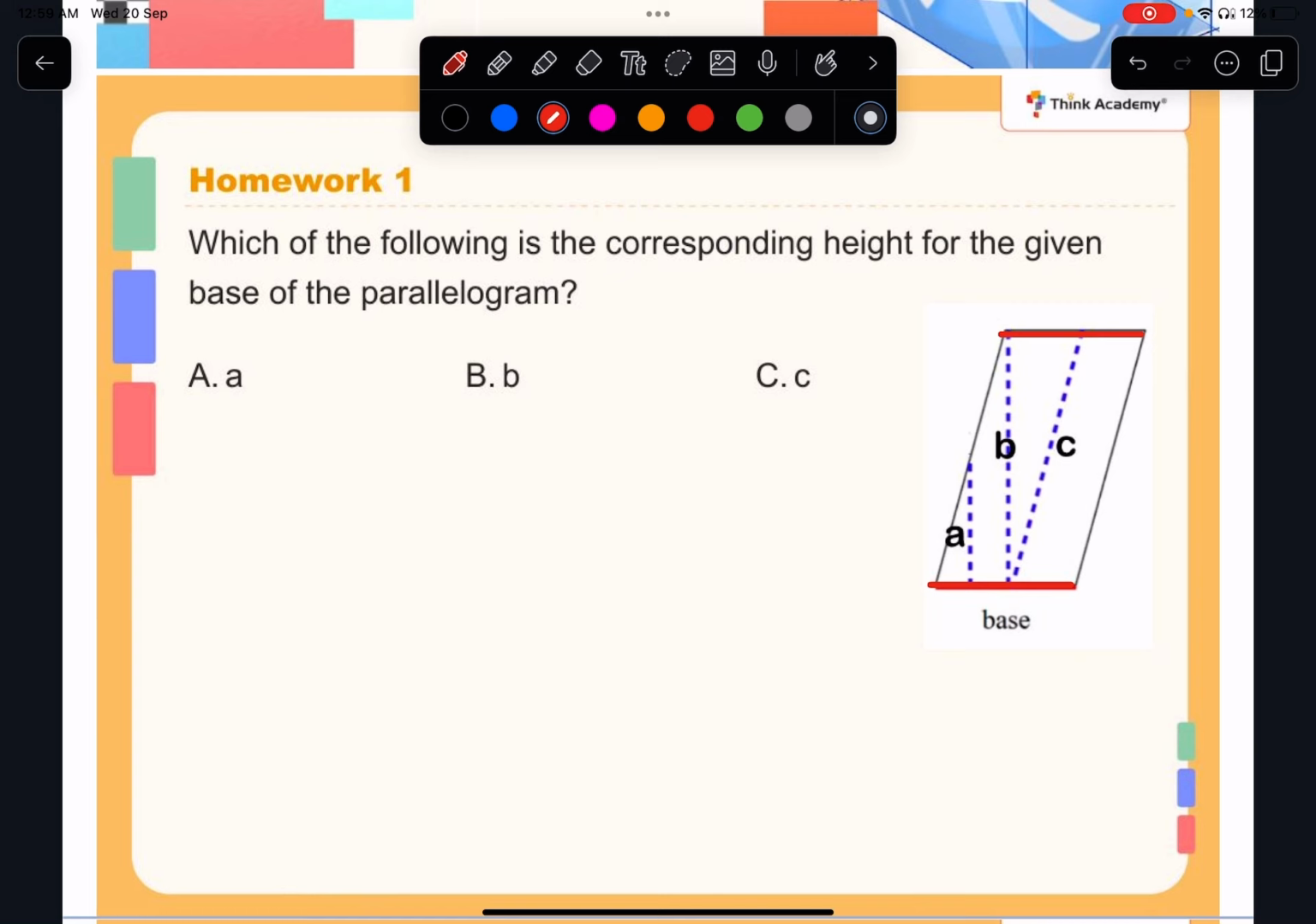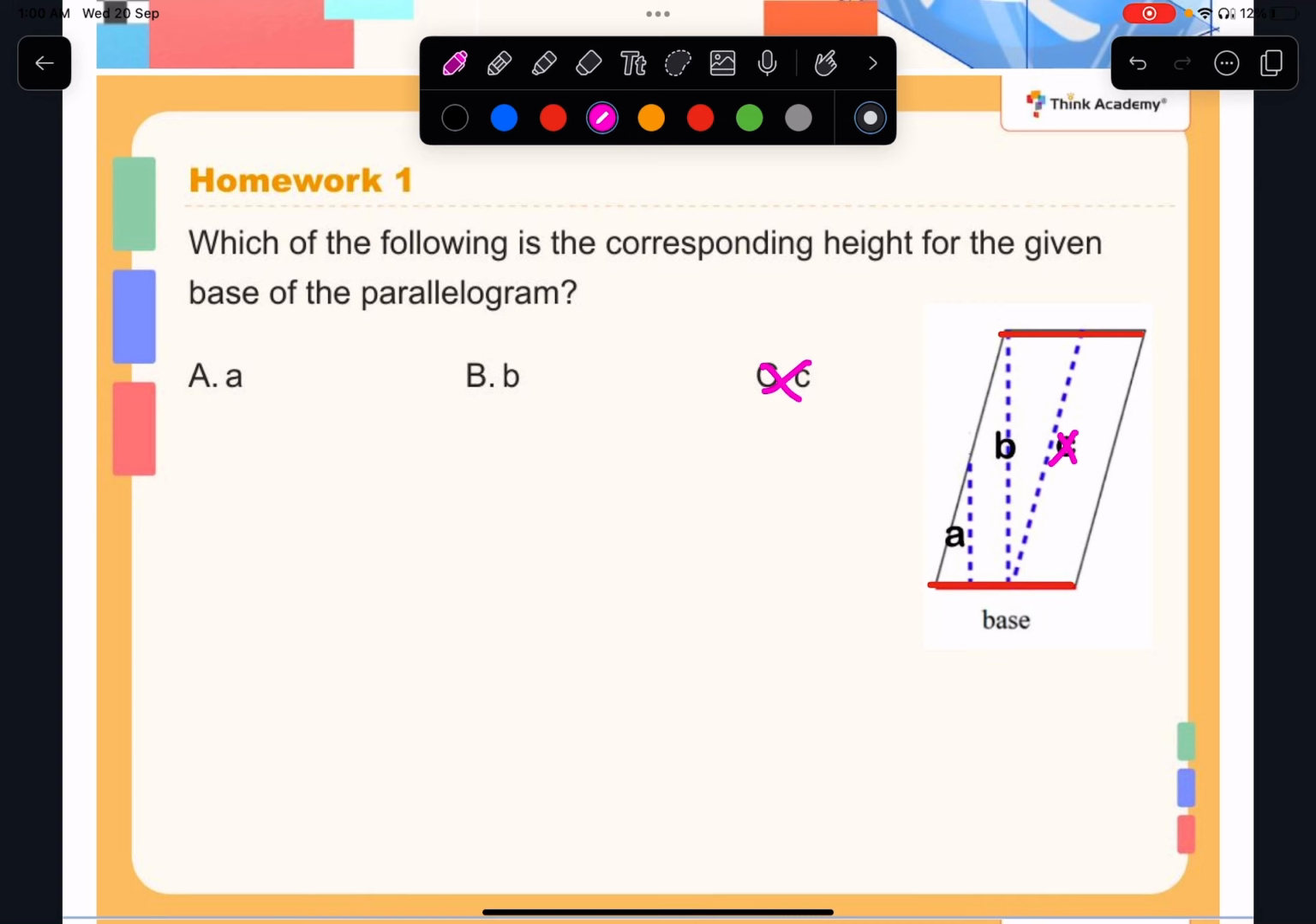So C is obviously wrong, because C is not perpendicular. Perpendicular means that it forms a 90 degree angle with the base, right? Is this a 90 degree angle? No, it is an acute angle. So that's why C is obviously wrong. So you just have to choose from either A or B.